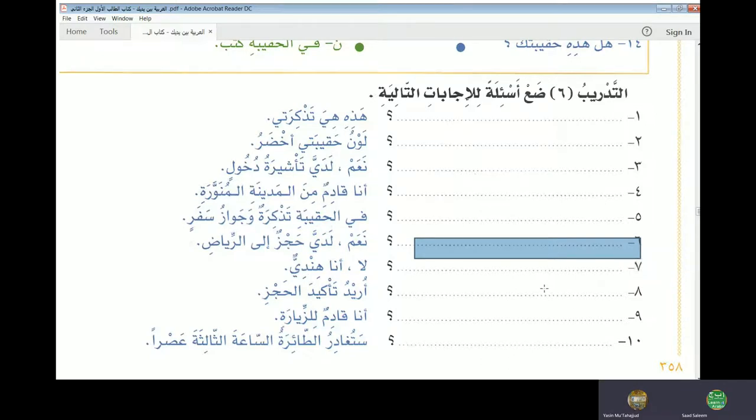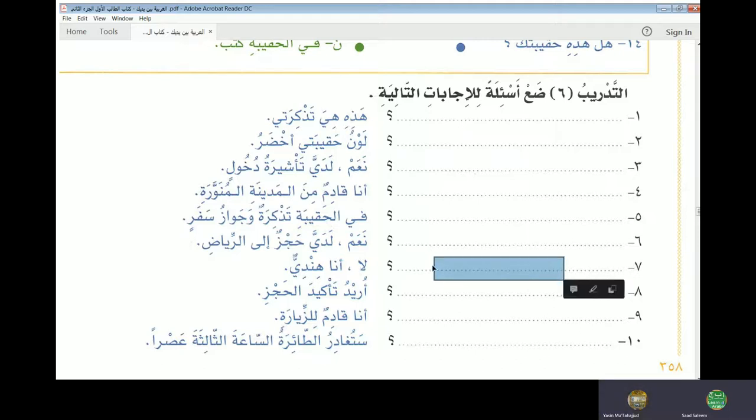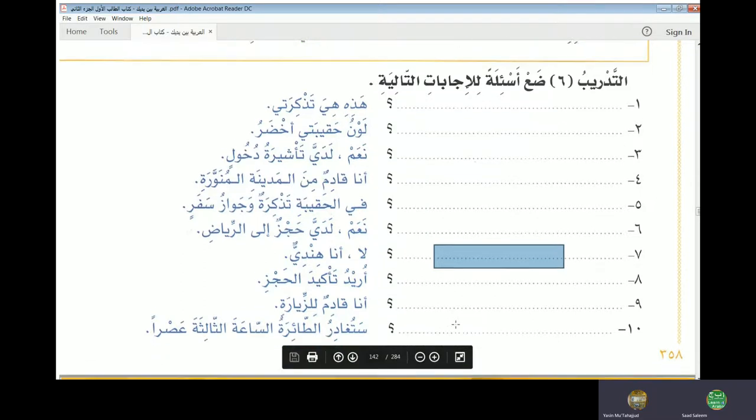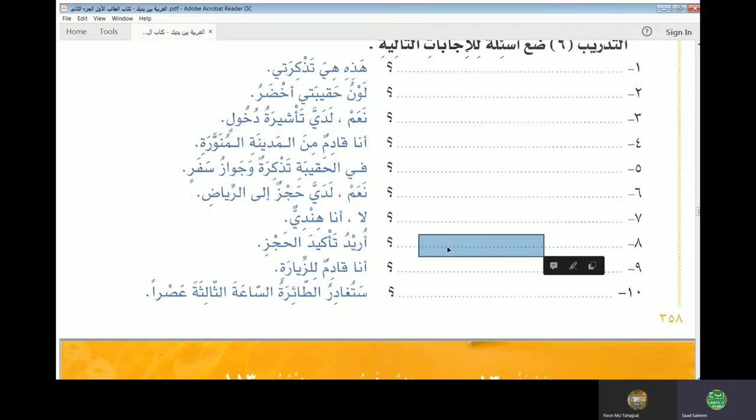Next. Do you have booking to Riyadh? Booking to where? Riyadh. Okay. Do you have a booking to Riyadh? Correct. Okay. Are you Kashmiri? Correct. Do you want booking or do you want booking confirmation?